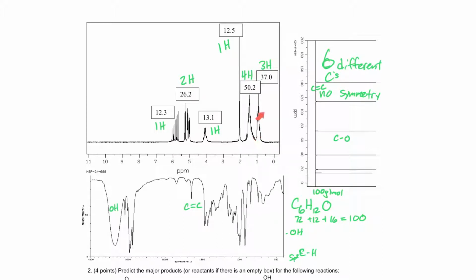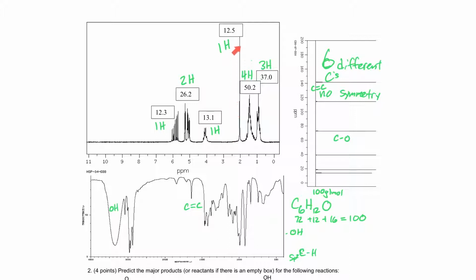So I see one methyl group here. It's got a really weird looking splitting pattern. I'm not going to try to decipher that. I've got a 4 hydrogen signal here. This is most likely 2 CH2s, of course, because if I had a CH4, that is methane, I would have a separate molecule in that case, and that's not going to be very logical.